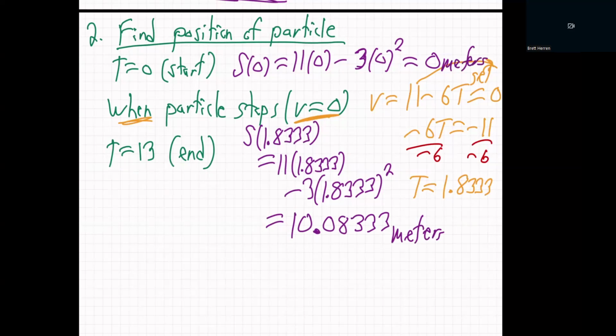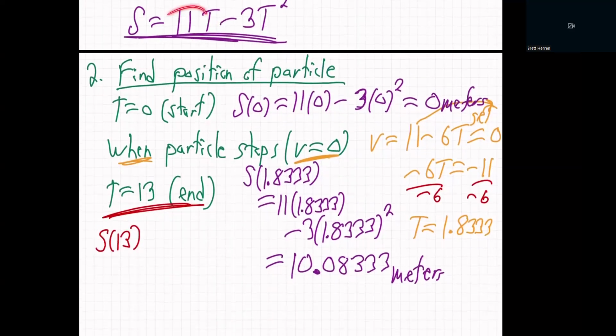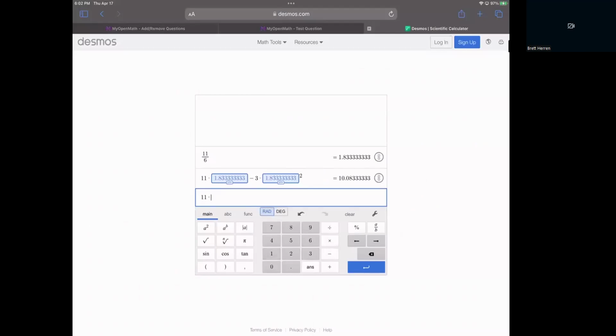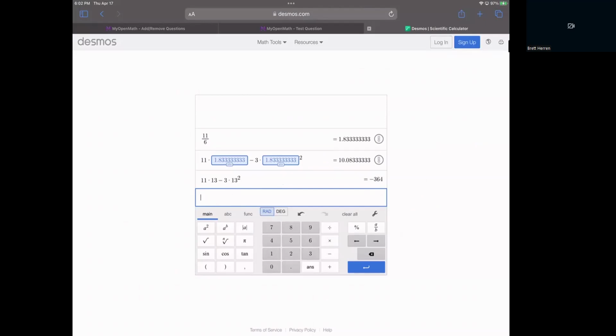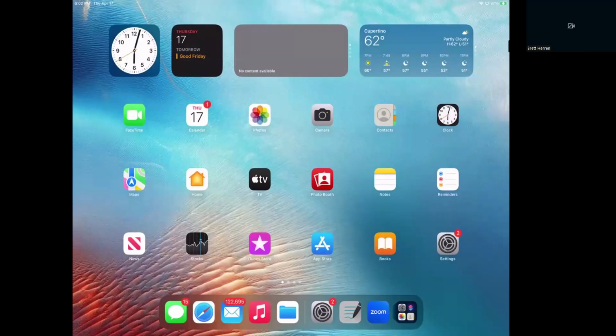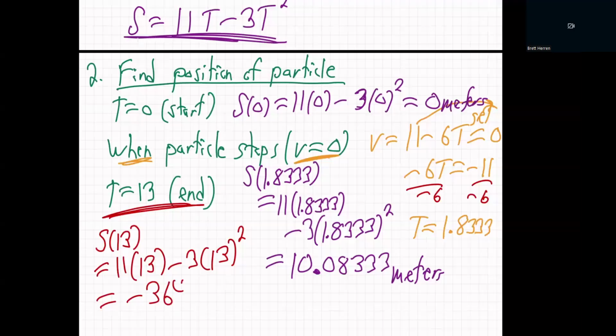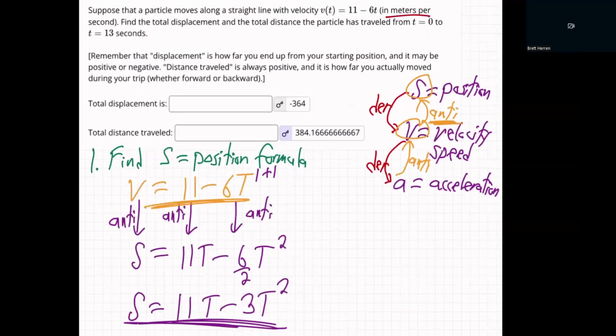Okay, and then lastly at 13. Let's plug in 13 and find the position at 13. Plug into the position equation: 11 times 13 minus 3 times 13 squared. That gives minus 364, and that's again meters. How do I know these are meters? Because in the beginning, it told us meters per second for the velocity, so the position is meters.